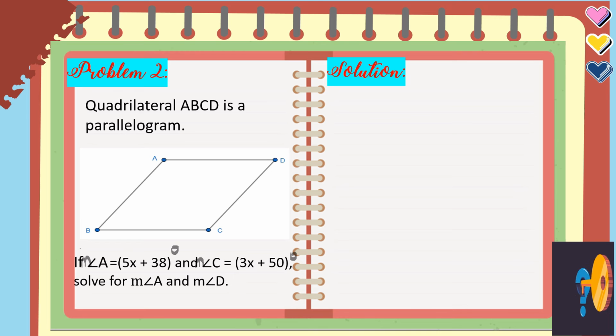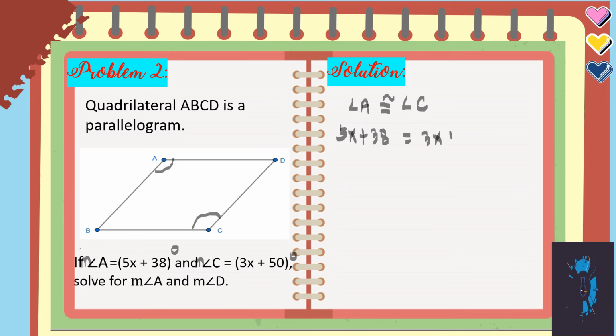So what can you say about angle A and angle C? That's right. Angle A and angle C are opposite angles. So therefore, angle A is congruent to angle C. Since they are congruent, their measures are equal. Angle A is 5x plus 38 degrees and angle C is 3x plus 50 degrees.